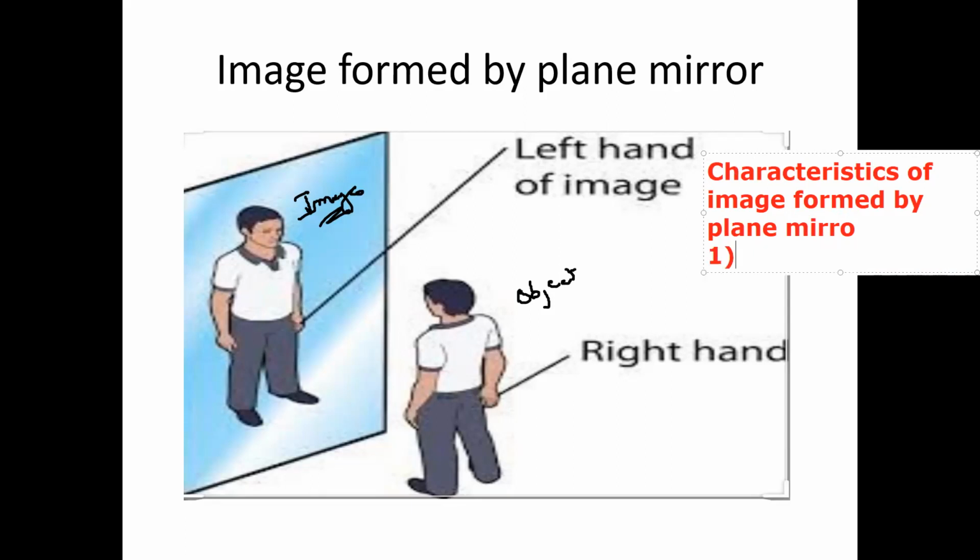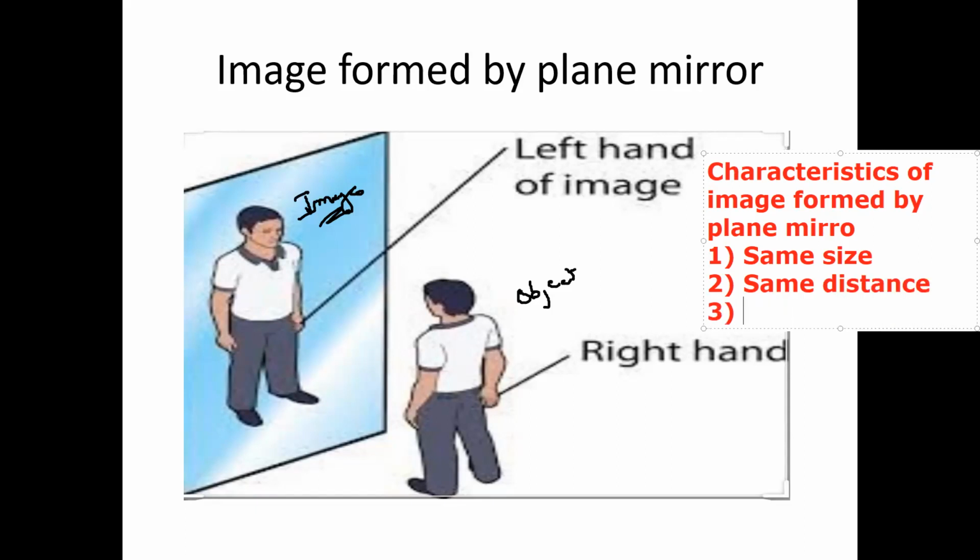Number one, when we look at ourselves, we see we are the same size. Like if you are, for example, 5 feet tall, then when you see yourself in front of the mirror, the image will also appear 5 feet tall. It will appear at the same distance. It is virtual. What is the meaning of virtual? Virtual means it cannot be taken on a screen.